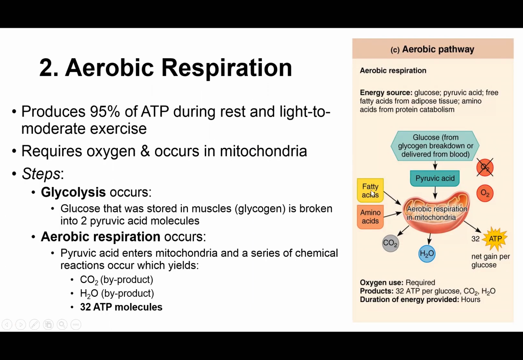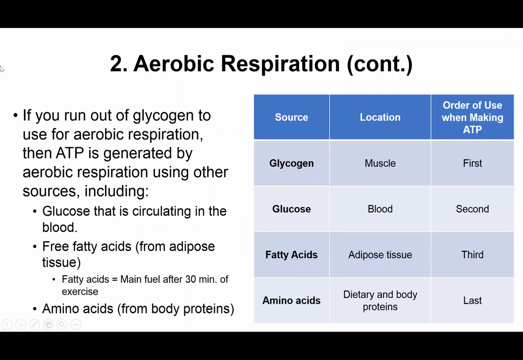If I go back just 1 second, notice here we have other things like fatty acids and amino acids going in here. Let's talk about that. So normally we break down glycogen and go through aerobic respiration this way. So we use our sugars first. But if we run out of glycogen to use for aerobic respiration, then ATP is generated using other sources. And so first thing we use is glycogen, right? And that's located in muscle. And we use that first to make ATP by aerobic respiration.